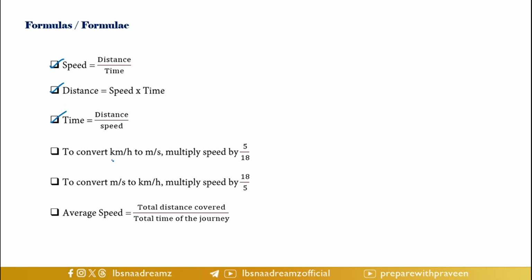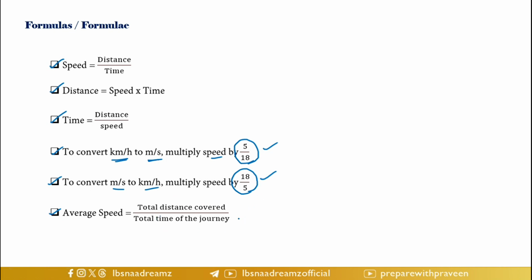To convert kilometer per hour to meter per second, you need to multiply speed into 5 by 18. If you see the previous video, you will know how we derived 5 by 18. Similarly, to convert meter per second to kilometer per hour, you need to multiply speed by 18 by 5, right? To find the average speed, you need to divide total distance covered by total time of the journey.